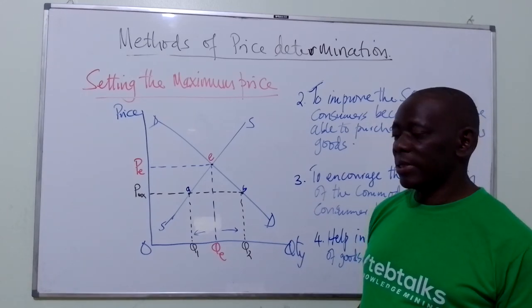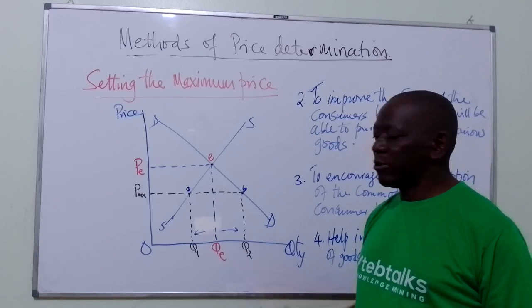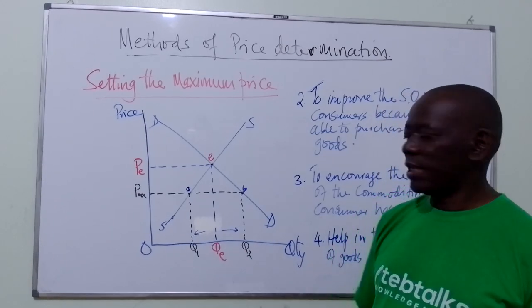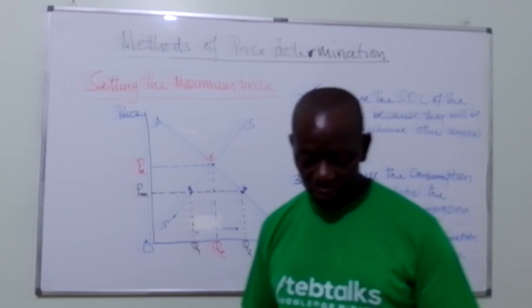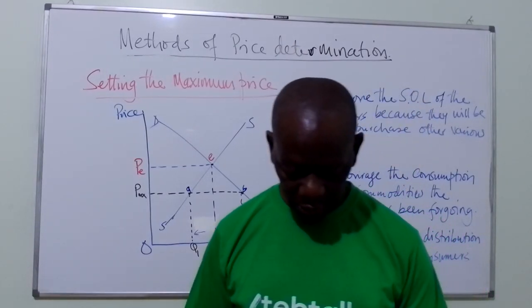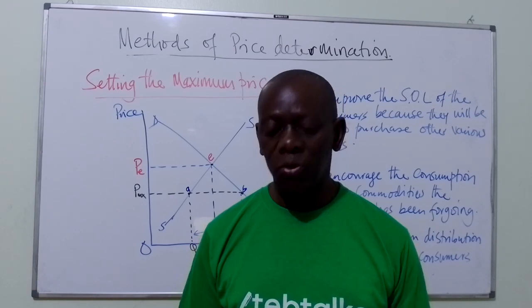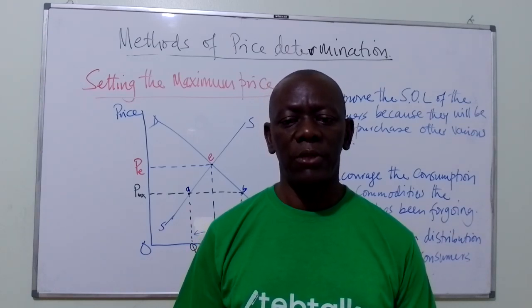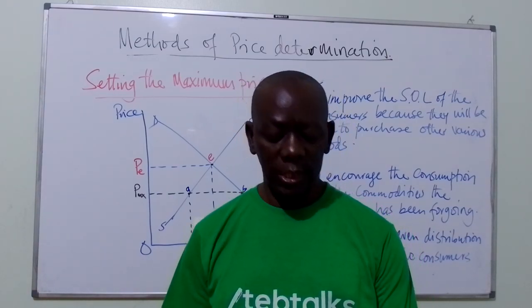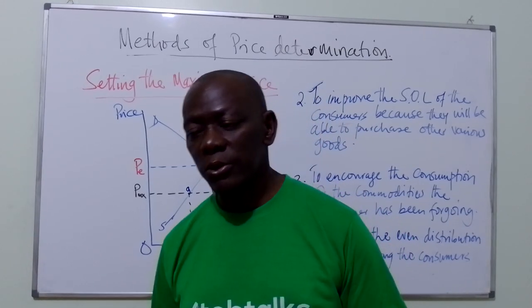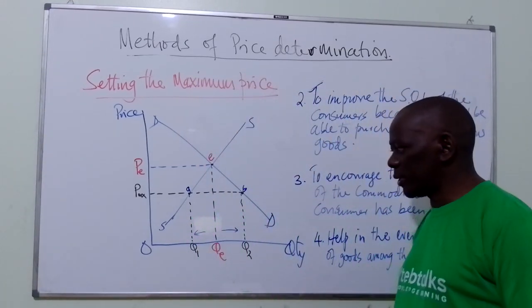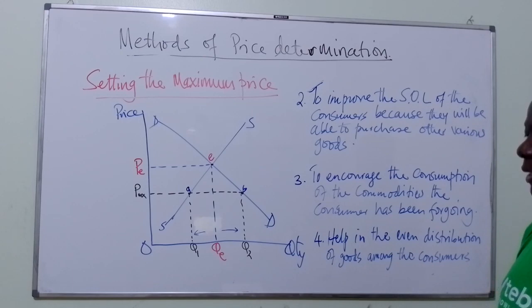this increment may not be from the one who has been buying more. That may also cause that, but it may be that those who have not been buying the commodity are now coming on board to start buying the commodity. So it helps the government to achieve equal distribution or even distribution of commodities among the consumers or those who are supposed to buy the commodities.